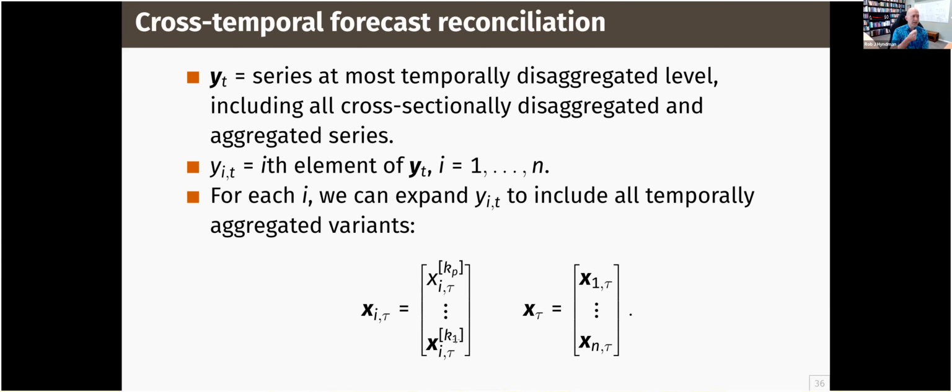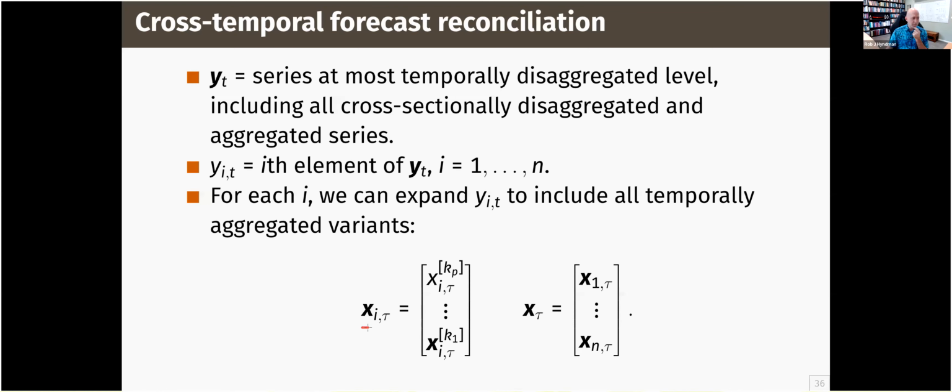Then I want my Y to be the series at the most temporally disaggregated level, the bold Y, including all of the cross-sectional disaggregations and all of the aggregations. Okay, so Y sub T is the most temporally disaggregated, so that in this example it's quarterly, but I want to include all of the cross-sectionally disaggregated and aggregated series. So that's Y, and then for each element of that, I can expand it to include all of the temporally aggregated variants.